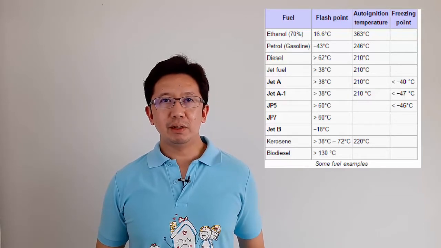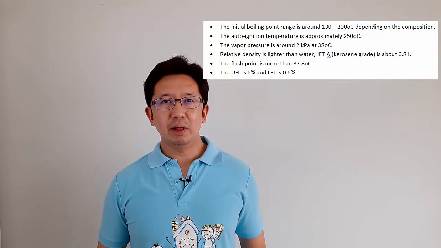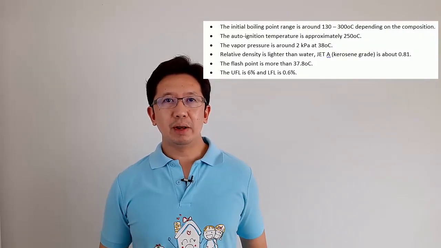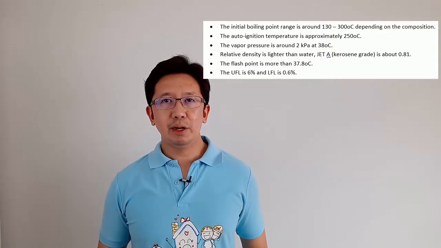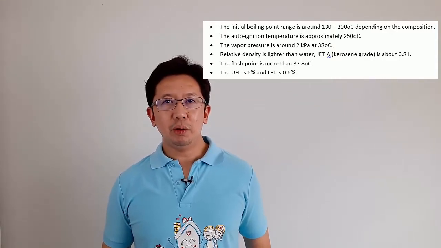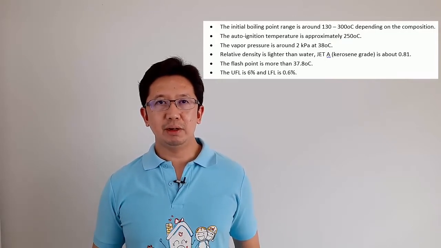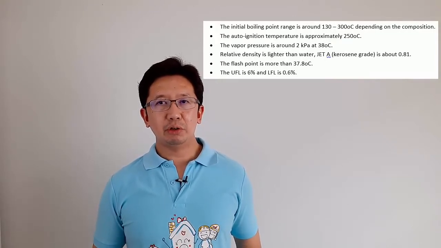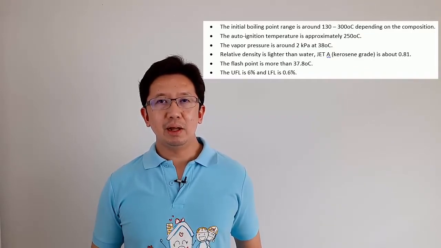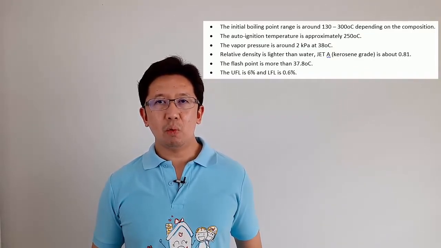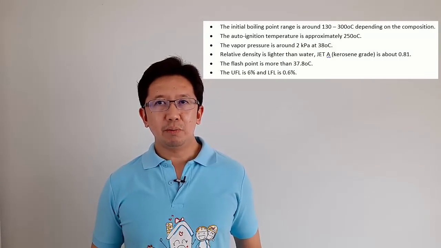What are the basic physical properties of Jet A1? In ambient conditions, it appears as a clear liquid. The initial boiling point range is around 130 to 300 degrees Celsius, depending on the composition. The autoignition temperature is approximately 250 degrees Celsius. The vapor pressure is around 2 kPa at 38 degrees Celsius. Relative density is lighter than water. Jet A kerosene is about 0.81.